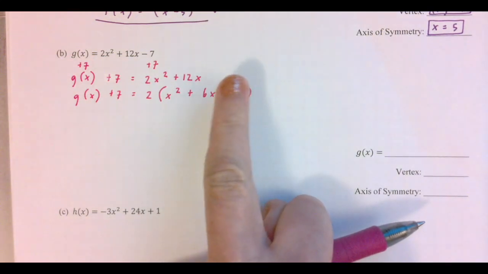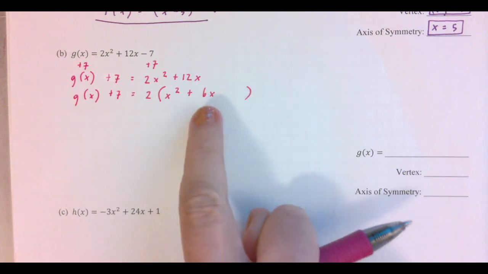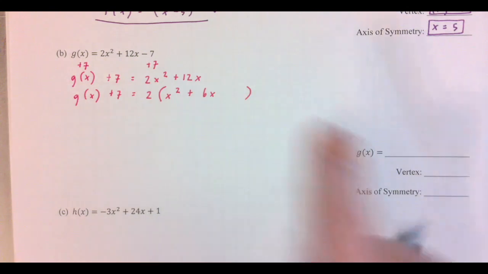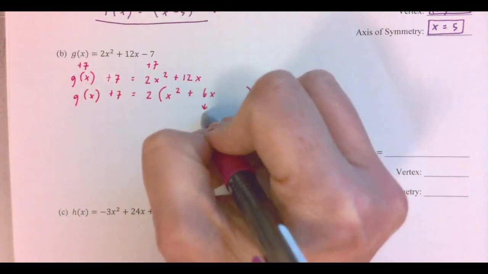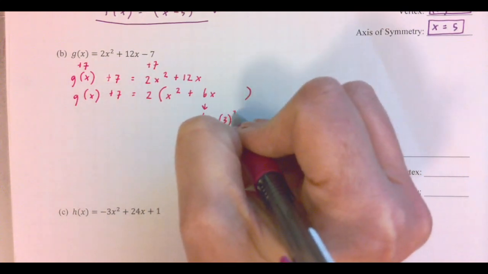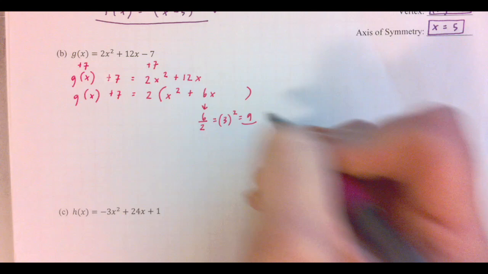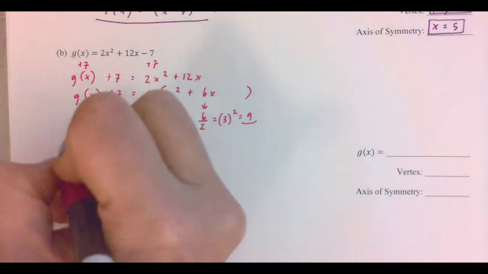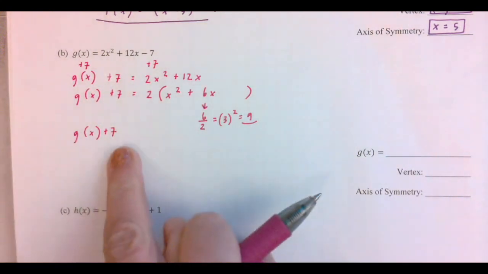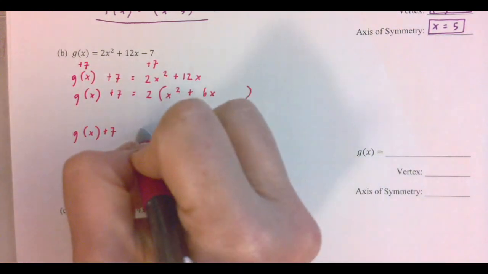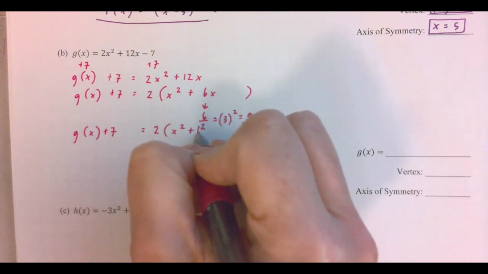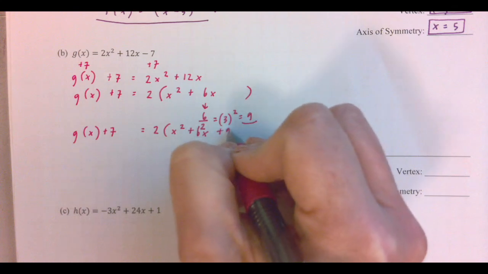So I need to think, well, what's going to go in that position, right? I'm going to split this and square it and get a number right here. So I'm going to take that 6, split it in half, which gets me 3, square it, which makes 9. All right, so on the left-hand side, I have g of x plus 7. I'm going to leave room because there's something else coming. Equals 2 times x squared plus 6x plus 9.